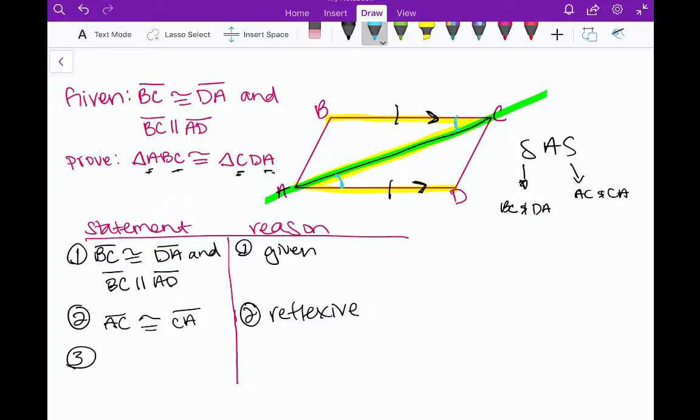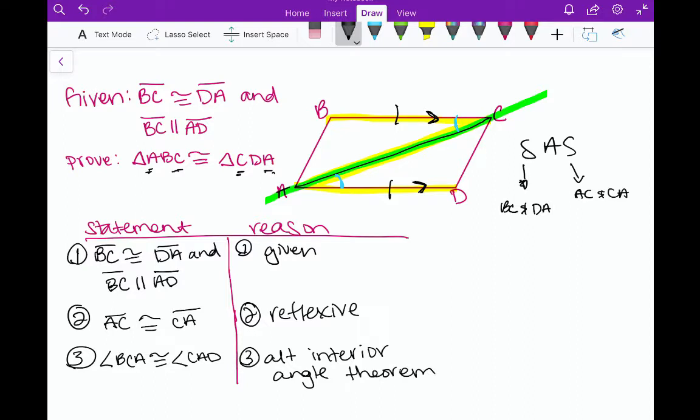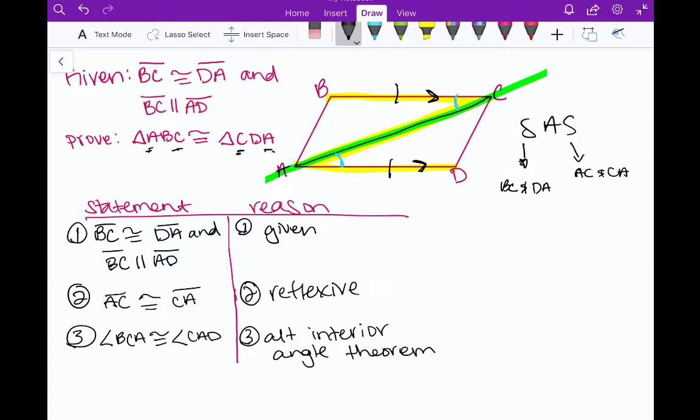So are those angles congruent? Angle BCA and angle CAD. Well, again, if that green line is my transversal and BC is parallel to AD, then those would be alternate interior angles and they would be congruent. So angle BCA is congruent to angle CAD, and that is by the alternate interior angles theorem. And the reason that's the theorem and not the converse is because our if statement is if the lines are parallel, then the angles are congruent. The converse is if the angles are congruent, then the lines are parallel.